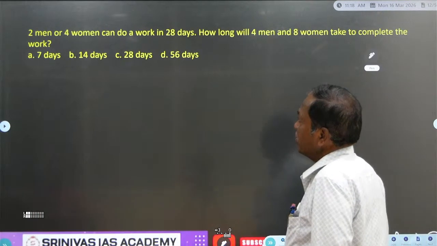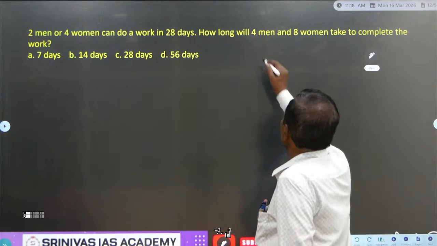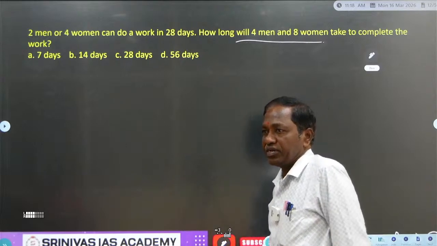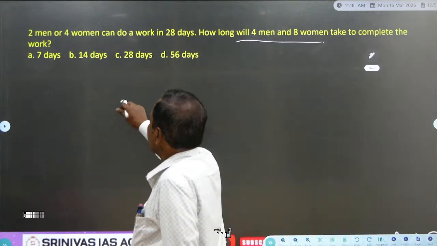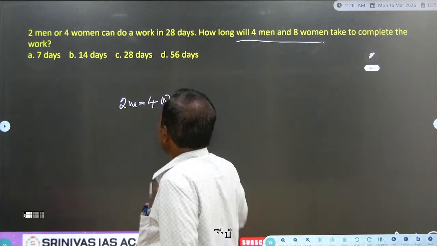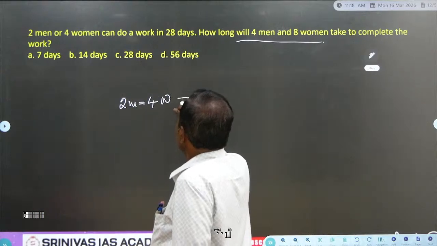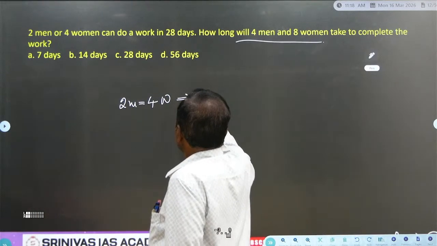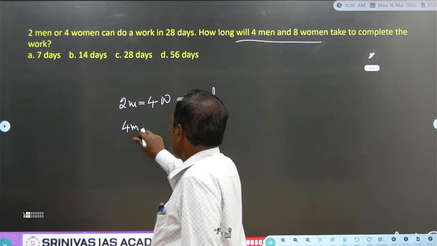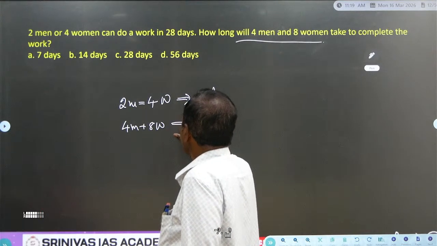Yes, next one. 2 men or 4 women can do a work in 28 days. How long will 4 men and 8 women take? You convert everything into men or women, either way. So 2 men is equal to 4 women, and they take 28 days.